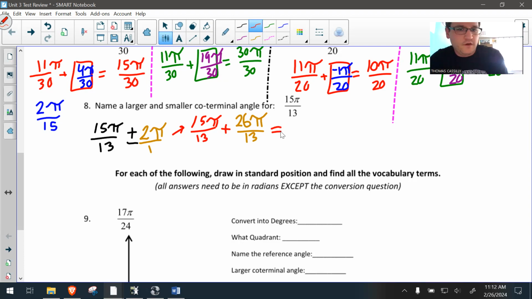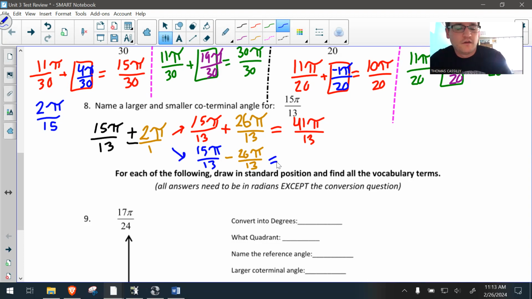So that gives us 41 pi over 13. All right. Now to figure out the smaller one, just do the same thing. We're going to have 15 pi over 13, right? That's kind of the one we started with, but this time we want to subtract 26 pi over 13. Right, so on this section, these degrees and radians, it's a lot of common denominators here.